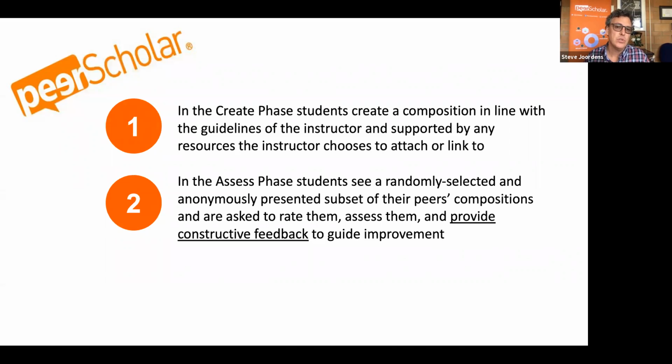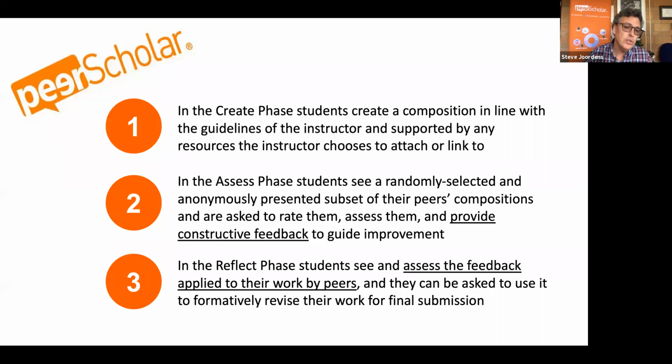Now, while students are doing that to their peers, an equal number of peers are doing the same to their work. So in the third step of the process, students see the feedback that's been applied to their work by their peers, and they're asked to assess that feedback, and they may also be asked to use that feedback to guide a formative revision. So notice that in steps 2 and 3, it is all about students first giving good feedback and then trying to get what they can out of feedback. And this is part of every peerScholar activity. So anytime you use peerScholar, they're going to be doing this.